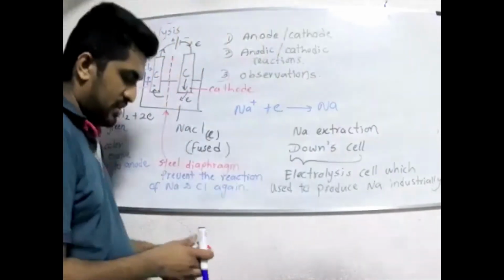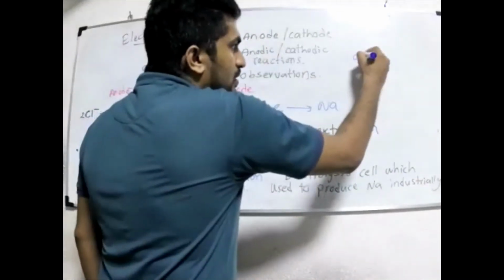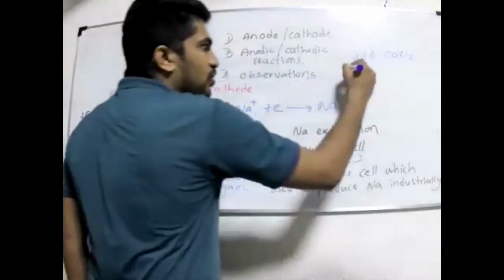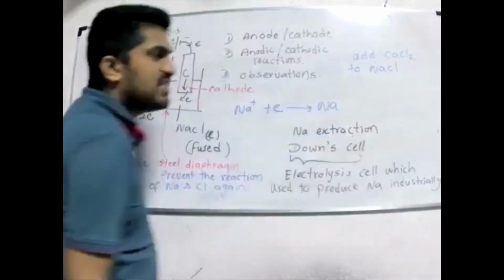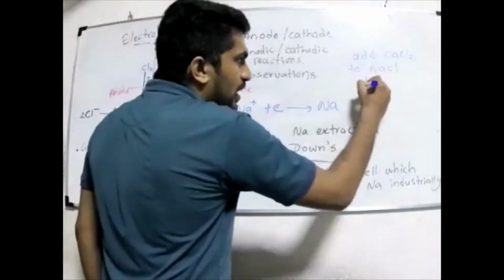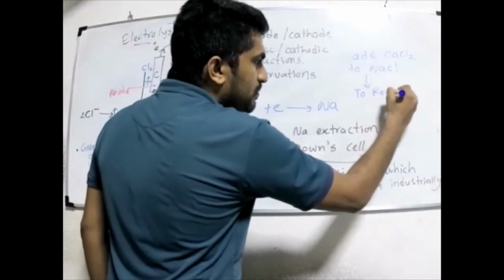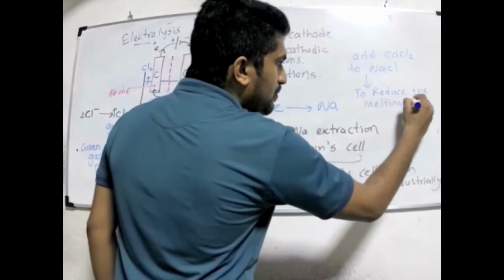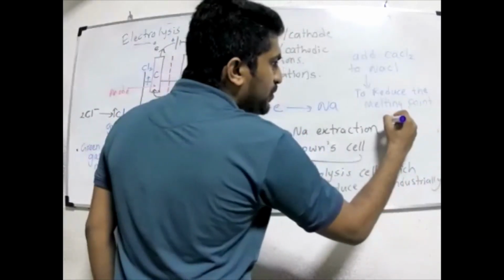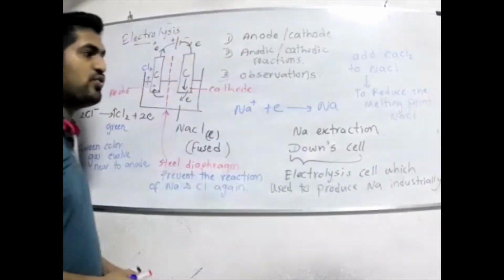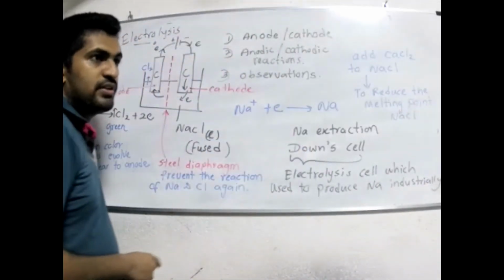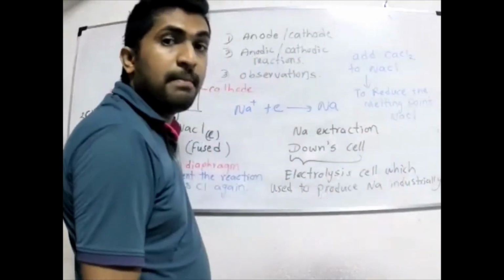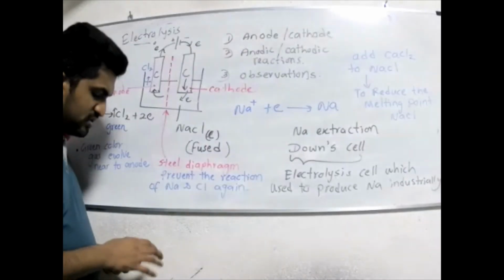Then we are adding calcium chloride to sodium chloride to do what? To reduce the melting point of sodium chloride. We are adding calcium chloride to sodium chloride to reduce the melting point.